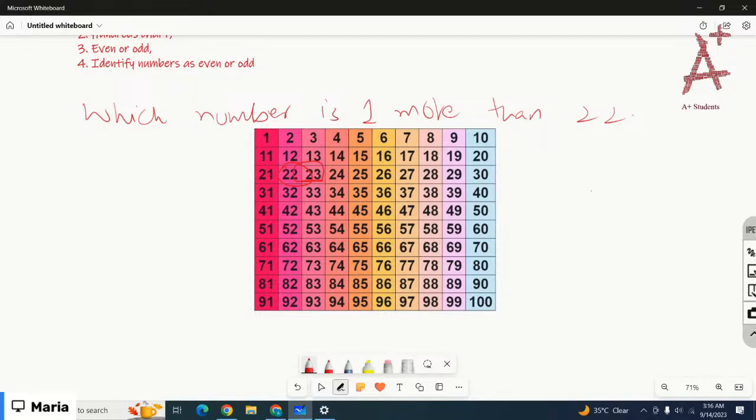So which number is one more than 22? 23 is one more than 22. The correct option is 23, right? The other example is select the number that is one more than 86. Okay, which number is one more than 86?